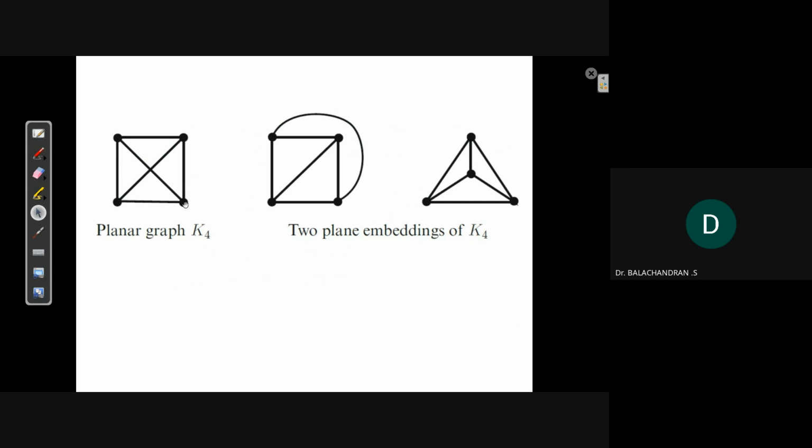So, planar graph K4 and two plane embeddings of K4. Already I have drawn how to draw K4 without intersecting edges. This is one of the ways. This is another way.